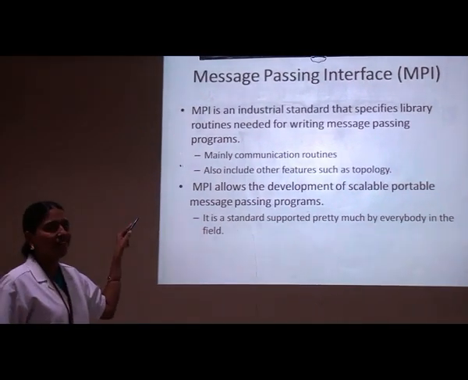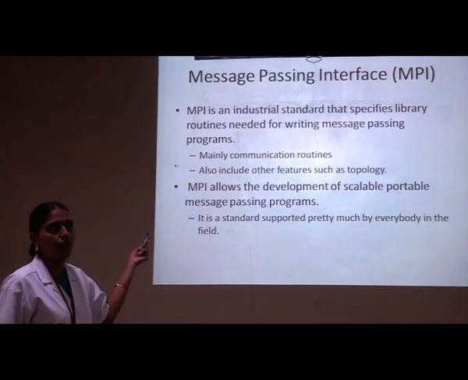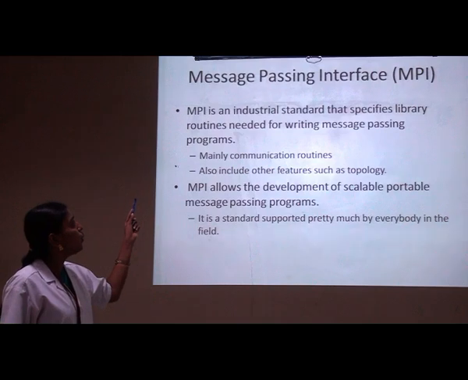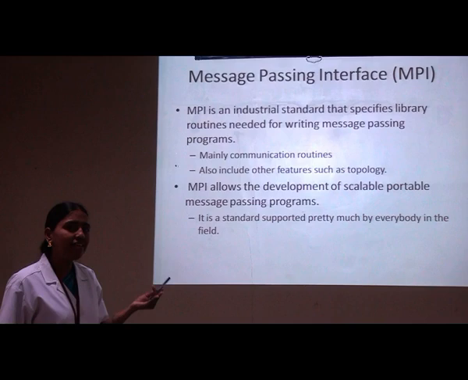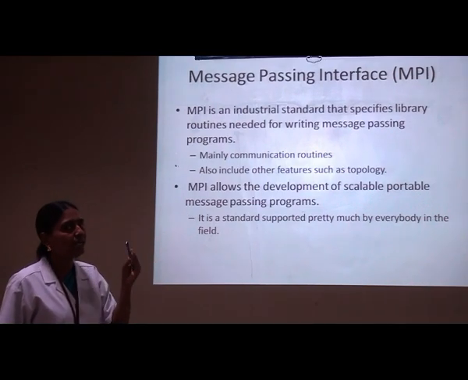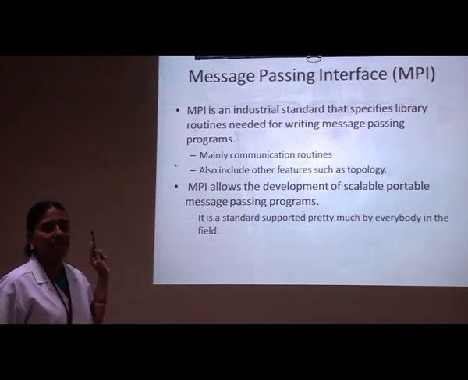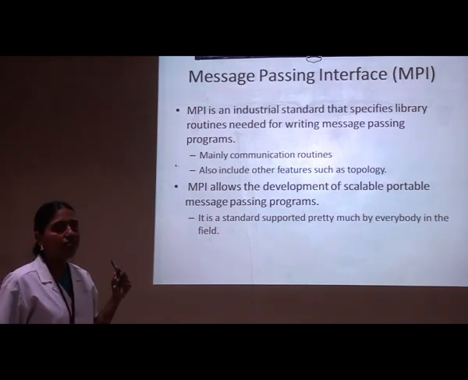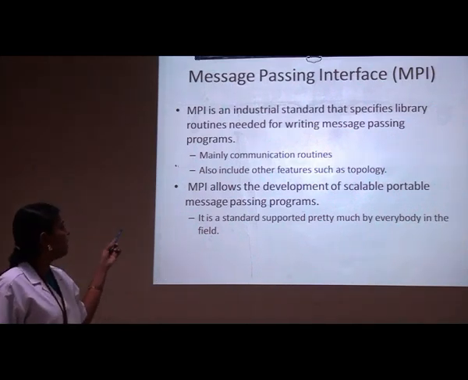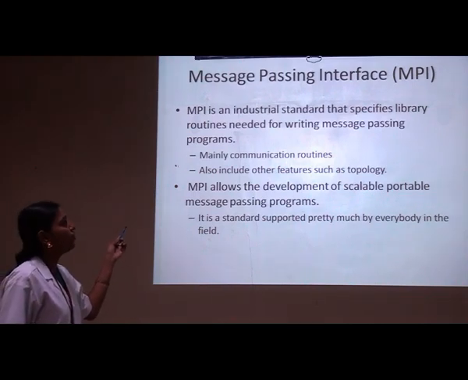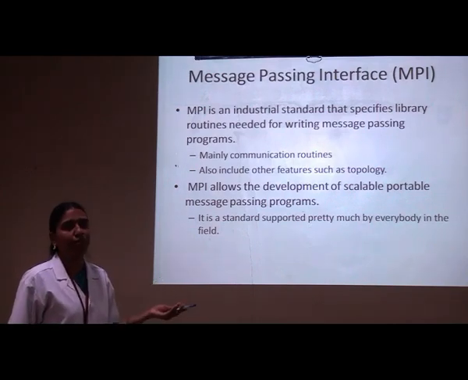MPI is an industry standard, right? Here also we have certain library routines. Using those library routines, we write message passing programs. Why do we prefer this? Since we have individual memory, we need message passing, and in order to achieve message passing, we go for this MPI API. API is application programming interface. This is the best example for distributed memory. It allows the development of scalable, portable message passing programs. You can extend it to any number of applications with this API.